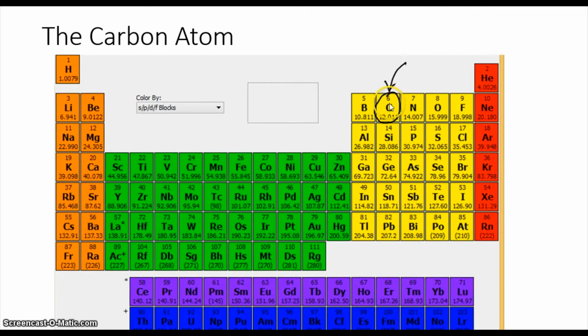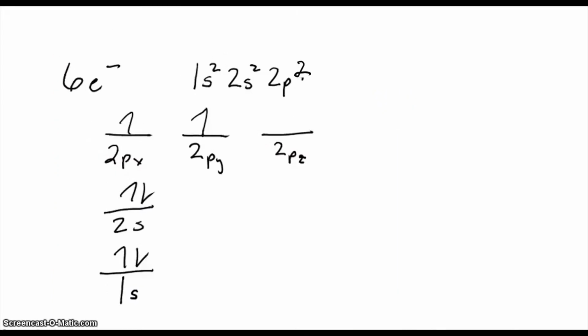Okay, so we're going to take a closer look at the carbon atom, and I can see from the periodic table that carbon has 6 electrons. It has 1s electrons, it has 2s electrons, and it has a 2p1 and a 2p2. So if we look at carbon's electron configuration, we can see it's 1s2, 2s2, 2p2.